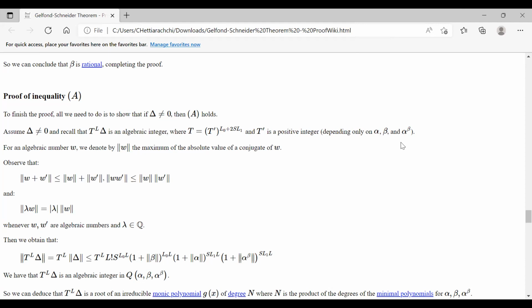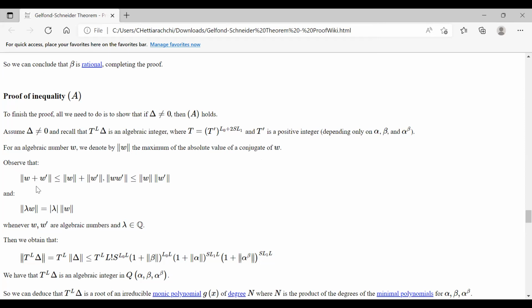Alpha, beta, alpha to the beta. Okay, so this is algebraic. And again, for an algebraic number, we define a new norm. I call it norm W. For the algebraic number W, we denote the norm of W by the maximum of the absolute value of a conjugate of W. Remember, conjugate means roots of the minimal polynomial of W. So that means you take all the roots and you take the maximum of those. We call it norm W.